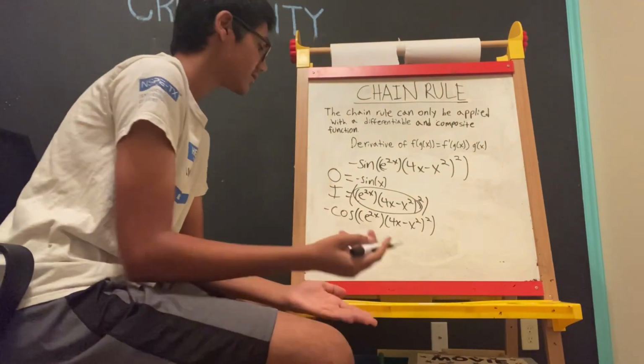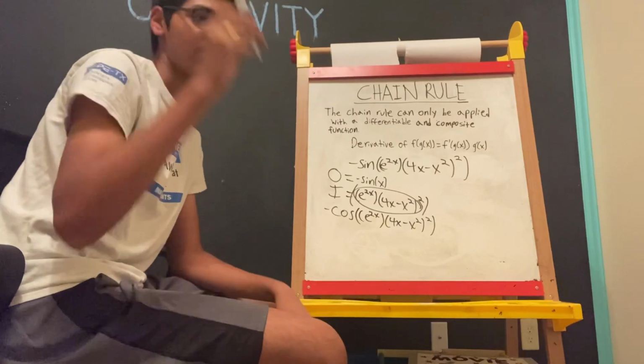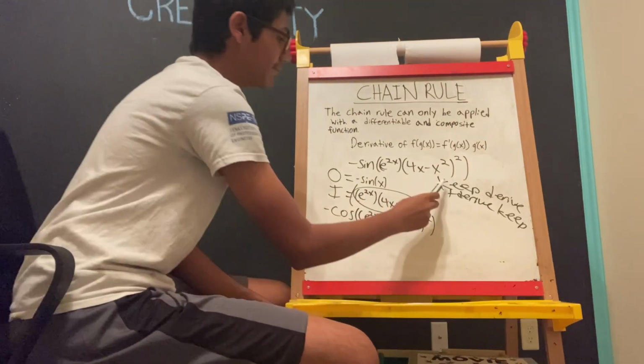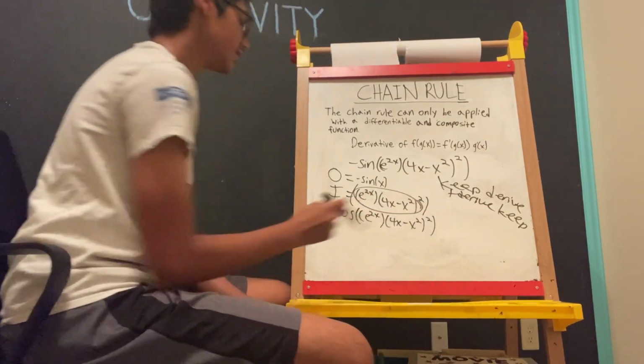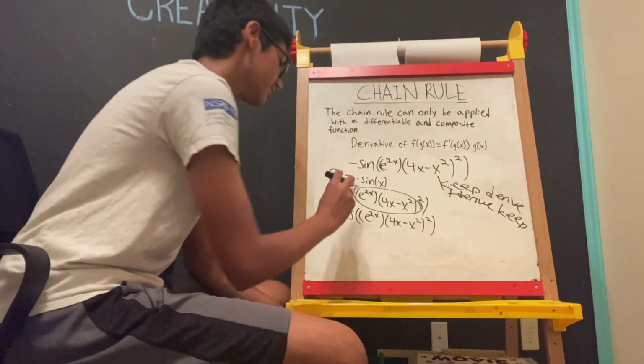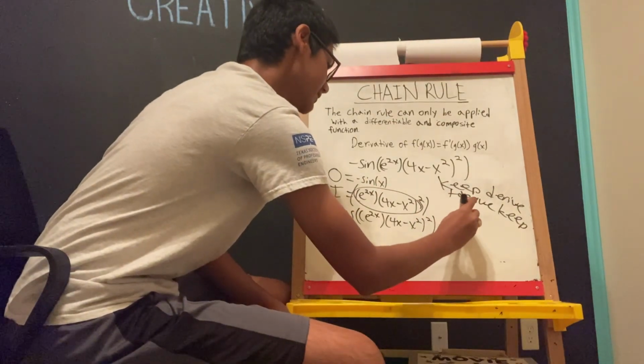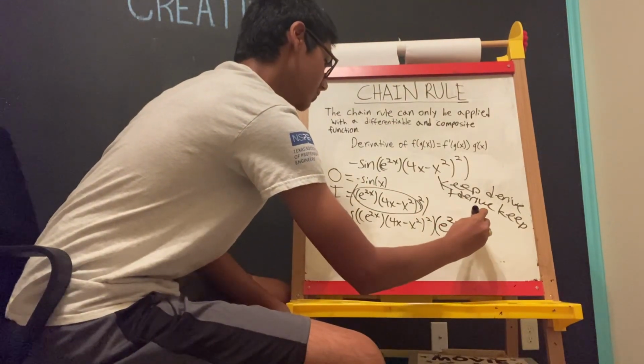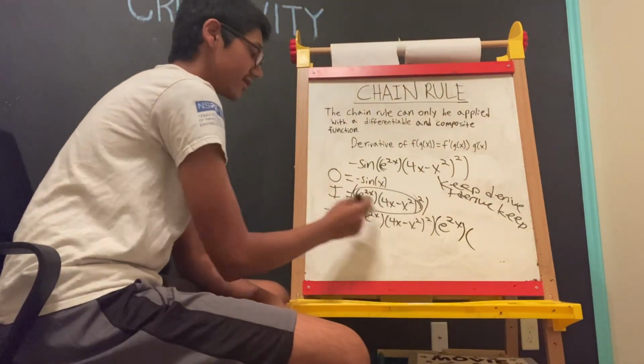Come on, you know this. Product rule. Product rule, that's right. Product rule states keep, derive plus derive, keep. So for this inside function, you must keep e to x and then multiply that by the derivative of this thing, which is, well, the derivative of the outside function would be 2 multiplied by 4x minus x squared.